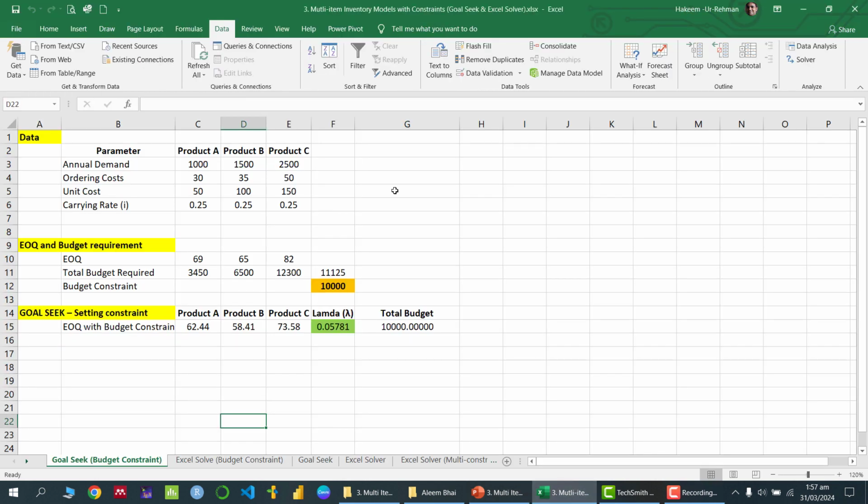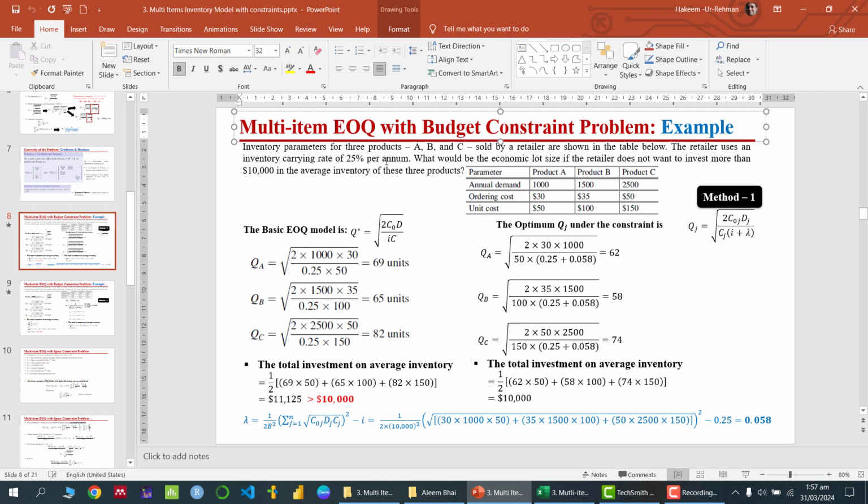Okay. So let's first discuss how I can solve the multi-item economic order quantity model with budget constraint using Excel's option Goal Seek. And second, we will discuss how we can solve it using Excel Solver. So let's first see using Goal Seek.